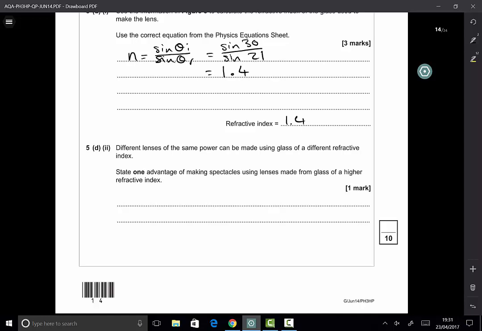Different lenses of the same power can be made using glass of different refractive index. What is one advantage of making spectacles using glasses made of a higher refractive index? Well, the advantage of that is we can make them thinner to achieve the same effect.